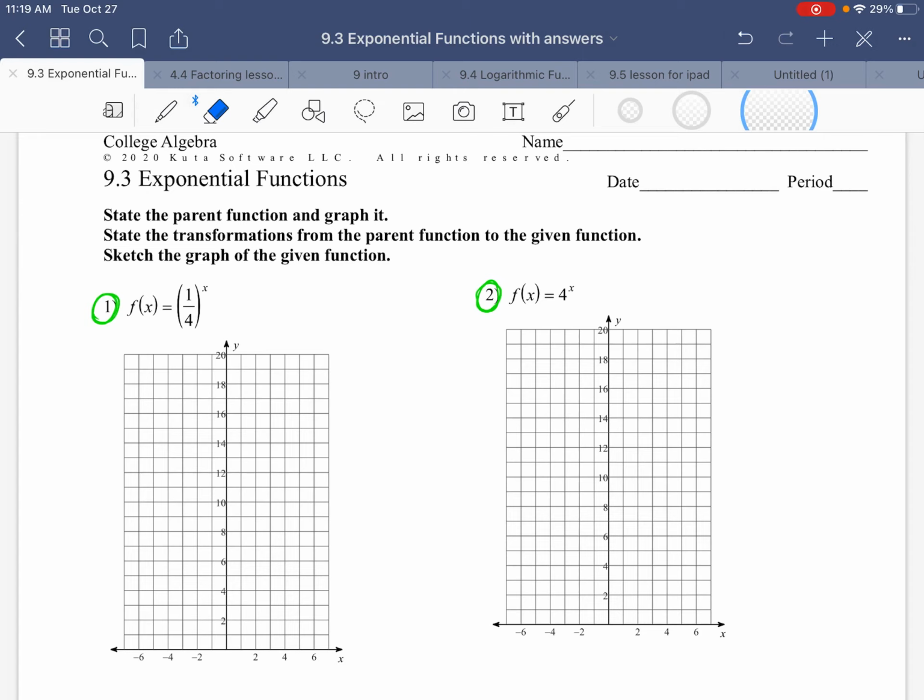So I'm going to start with number 2 because that's what I want to start with. So this is f of x equal to 4 to the x, and notice the x, the variable, is in the exponent position. That's what makes this an exponential function. Exponential function, when the variable is in the exponent position.